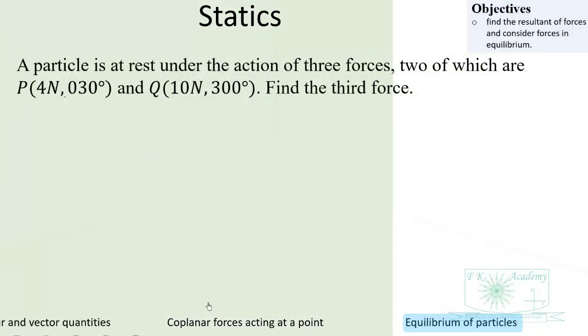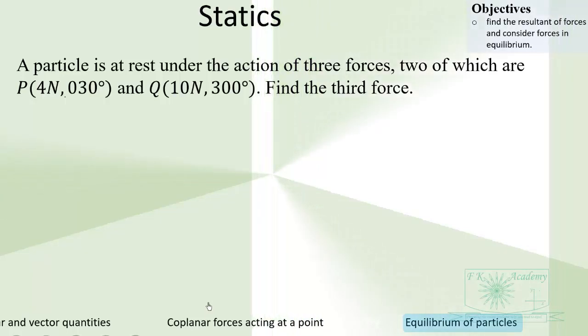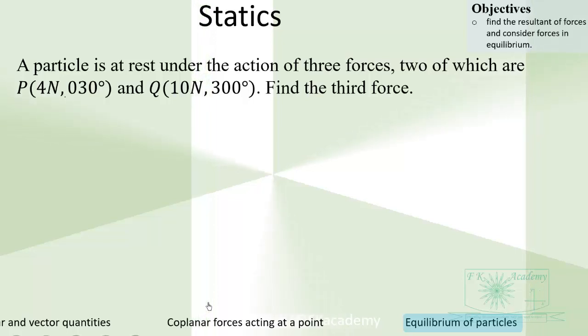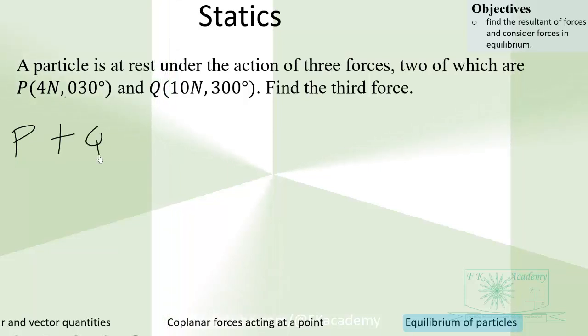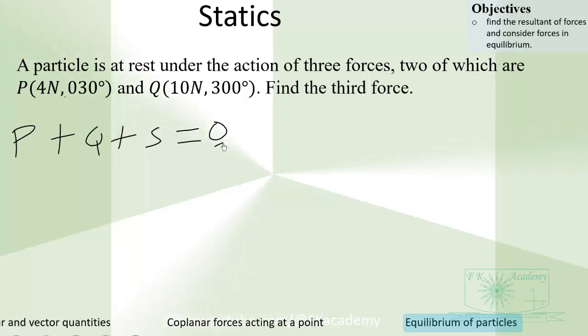Let's have another example on equilibrium of forces. A particle is at rest, so it means it's in equilibrium because the net force will be zero when it is at rest. The particle is at rest under the action of three forces, two of which are P 4 Newton and 30 degrees, then Q 10 Newton and 300 degrees. We should find the third force. So let the third force be S. Then adding P to Q to S, we have to get the zero vector.